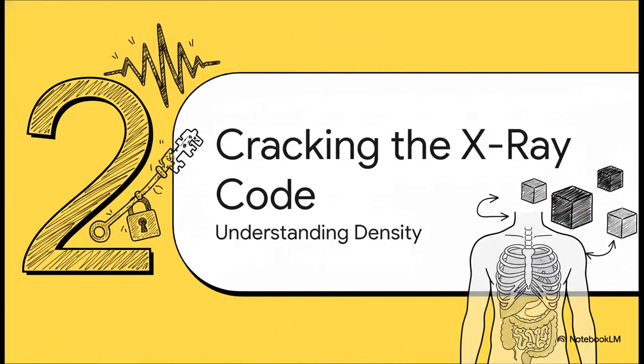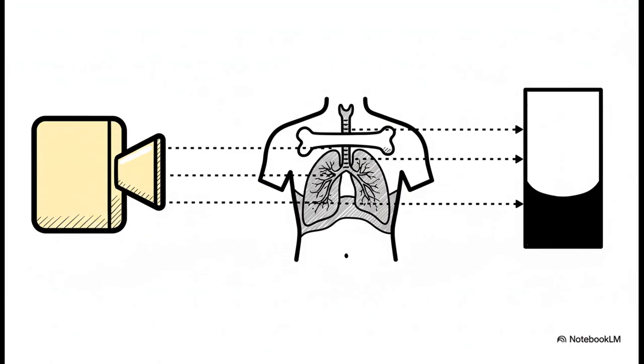All right, to solve our mystery, we first need to learn the language of the X-ray. And believe it or not, the secret code for every single X-ray image comes down to one really simple idea: density. The whole concept is actually pretty straightforward. Just imagine you're shining a flashlight through different objects. Things that are really dense, like a rock, or in this case, bone, they block the light and cast a bright white shadow on the film. But things that have almost no density, like air, let the light pass right through, so they show up as black. Everything else is just a shade of gray in between.